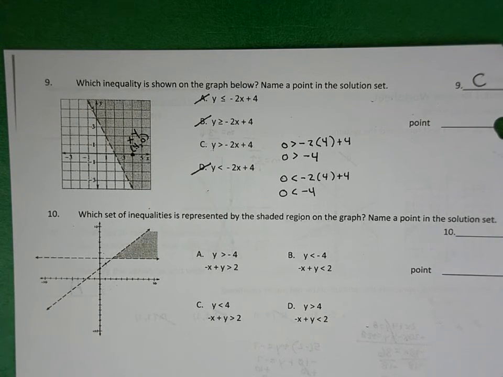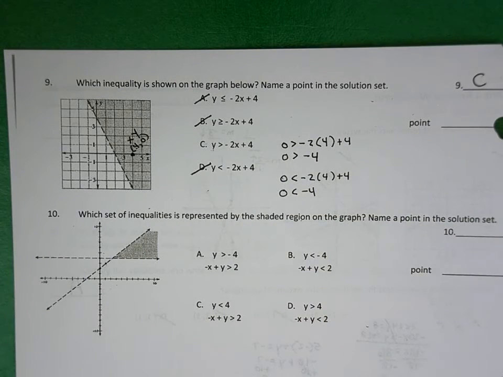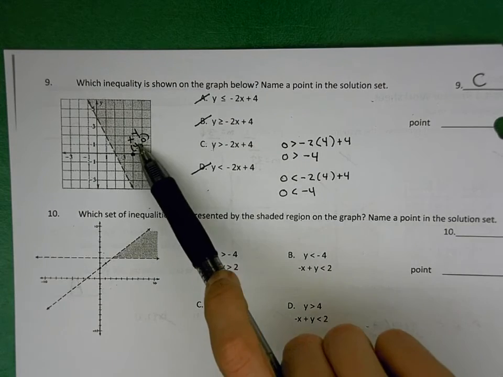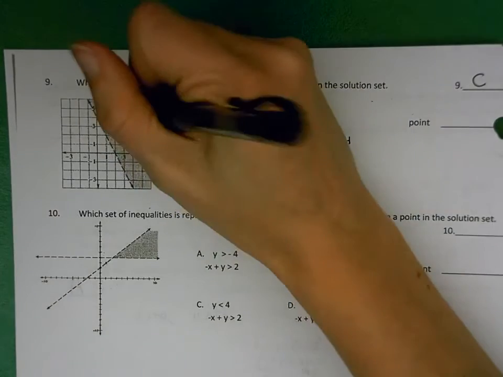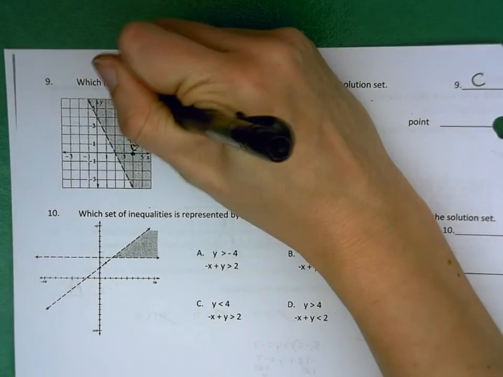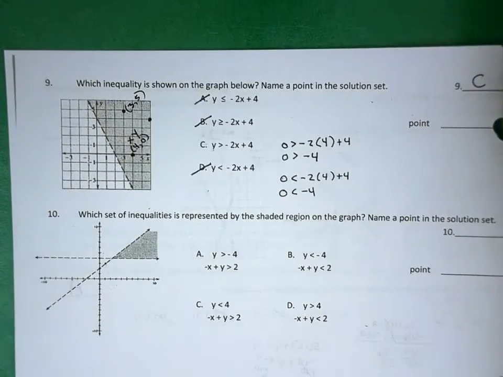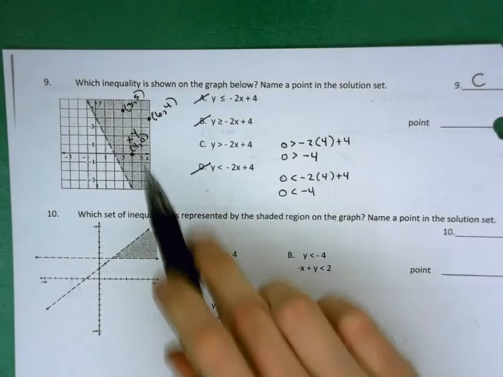Okay. The last part of these instructions was name a point in the solution set, and you can name any point. I named 4, 0, so I could put 4, 0 in here, but you could pick any point in here. I could pick this point here, which is at 3, 5. Or I could pick this point over here, which is at 6, 4. Any of those are possible points, or any of the other ones.